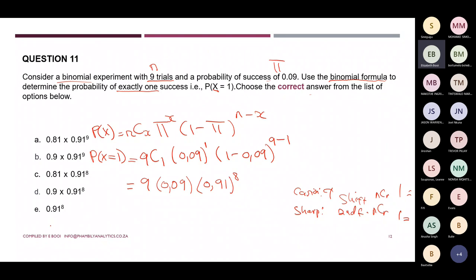Now let's look at the options. Looking at this option, that cannot be, it almost looked like it. This one looks like it, but it has some different numbers. So the next step, let's calculate the ones without the powers together and see if it gets us somewhere. We can just ignore this one for now. 9 times 0.09, what do you get? 0.81. I'm going to leave the second part, which is multiply by 0.91 to the power of 8. Let's see if we can find it in the answers. The correct one is option C. Option C.